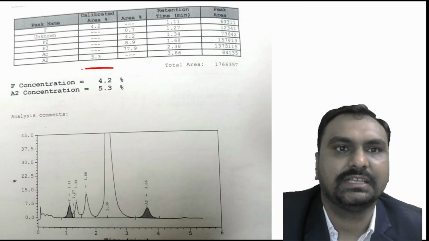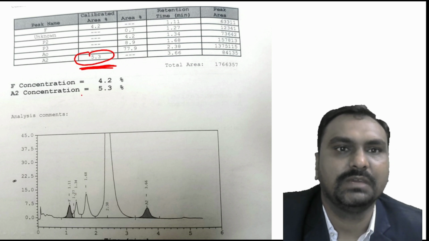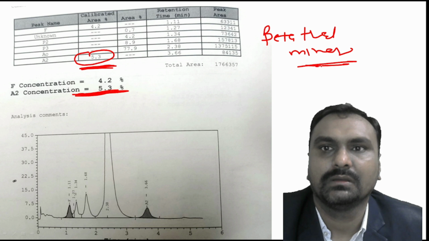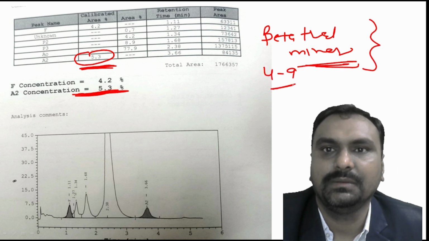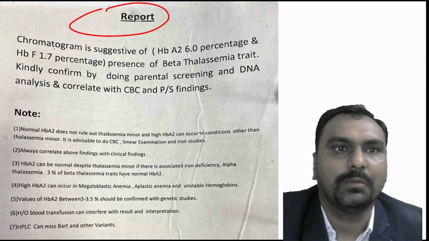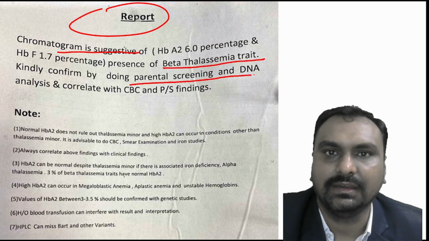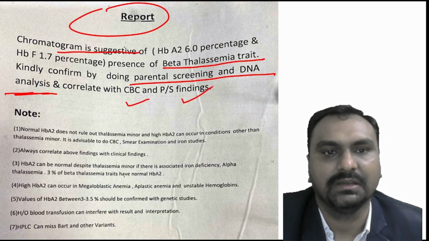So you can see here this HbA2 level, percentage. Okay, the area is 5.3, HbA2 is 5.3, so it is suggestive of beta thalassemia minor. Okay, and correlate with the CBC finding. Beta thalassemia minor will be 4 to 9%. Okay, so how you can report: the chromatogram is suggestive of beta thalassemia trait, to be confirmed by parental screening and DNA analysis, and correlate with the CBC and peripheral smear finding.